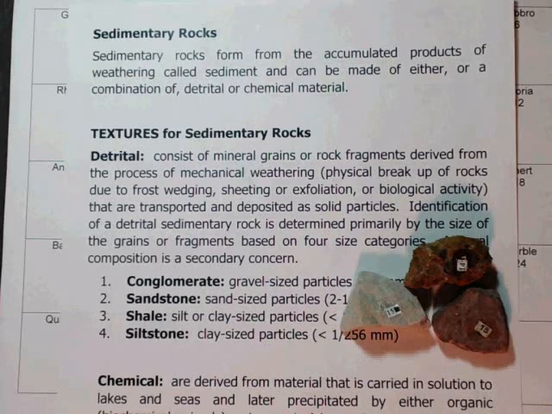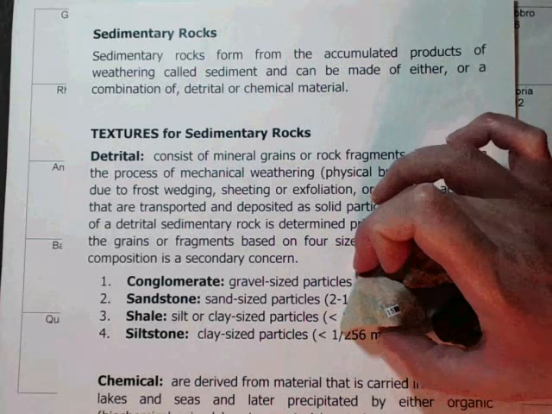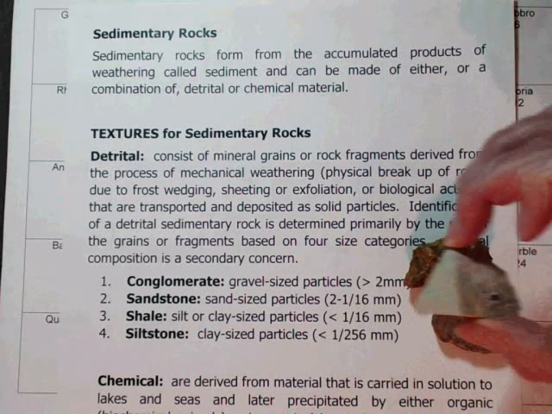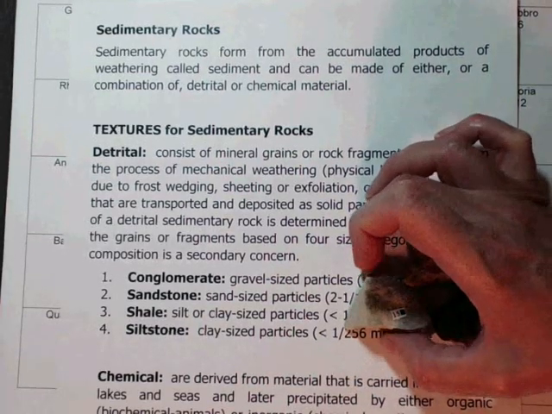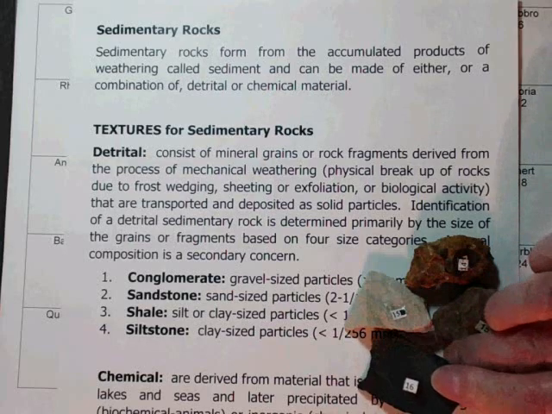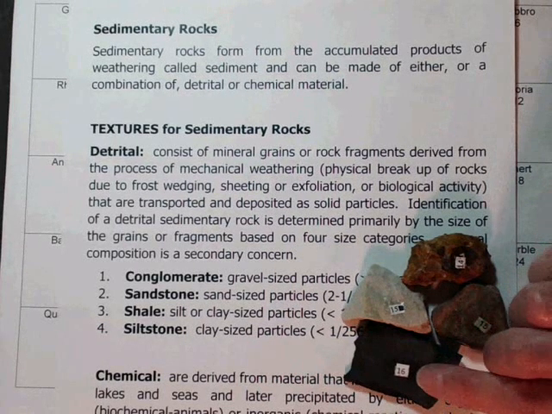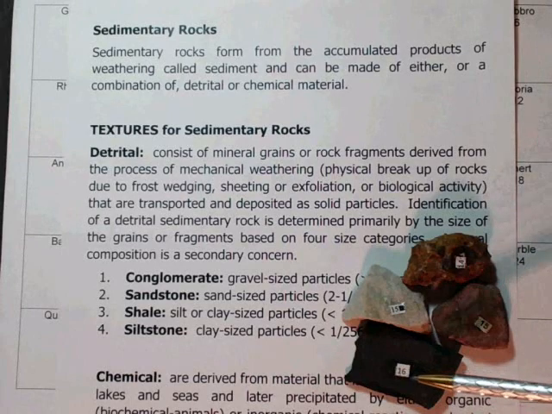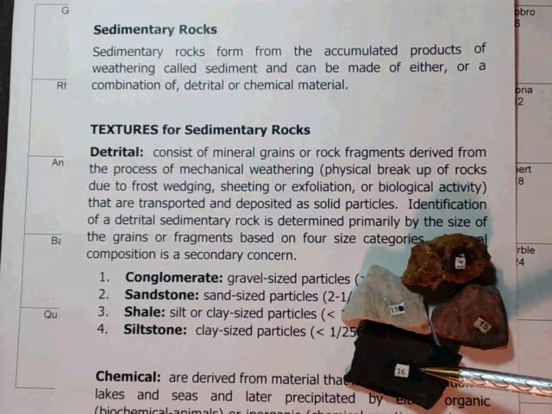Okay, and then let's see, we have the shale sized. Okay, these are silt or clay sized particles. I got a size on there, less than 1/16 of a millimeter in size. Okay, and so your number 16 in your trays would be a good example of the shale. So that's what we call it, shale. So very small sized particles.